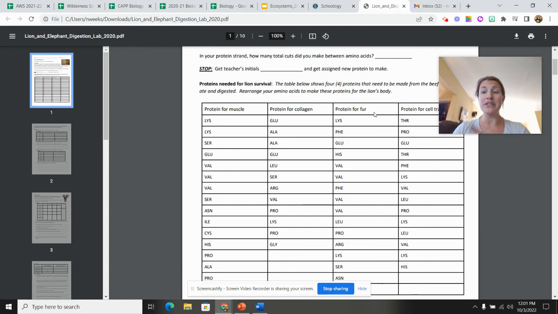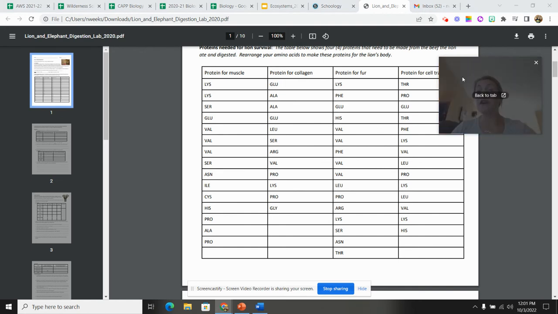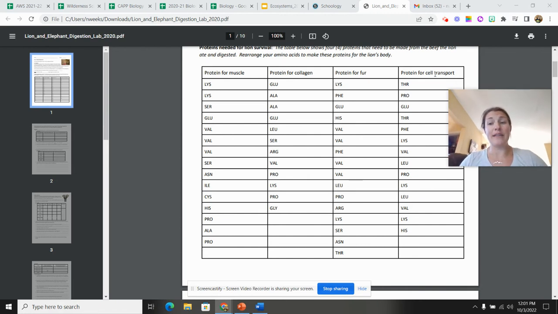Then, once you have all your little cut up squares, you are going to lay them all out in front of you, and each person in your group of 4 is going to put together a protein that this lion now needs. This lion is going to need protein to build muscle. They're going to need to build collagen. Collagen is what makes your skin actually stick to your muscles. As you get older, your collagen breaks down. And that's why people get saggy when they get older. They are going to make proteins for fur and proteins for cell transport.